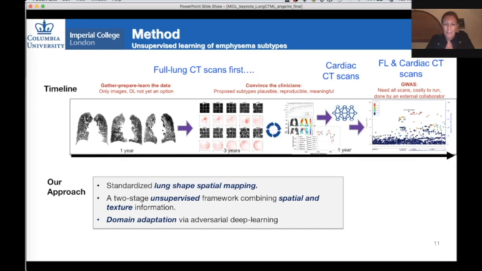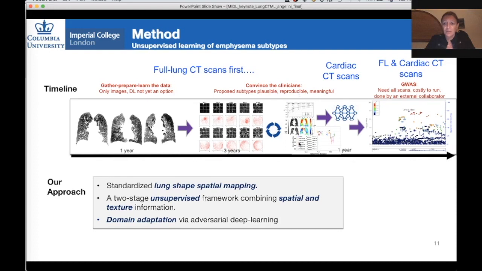Then we spent basically 3 years doing unsupervised learning and iterating very regularly with our clinical collaborators to discuss those subtypes and inspect them, for example by looking at their appearance and their spatial prevalence, as illustrated here, and iterating with them so that everybody was convinced that the subtypes are plausible, reproducible, and meaningful.